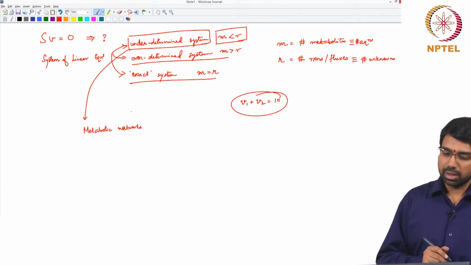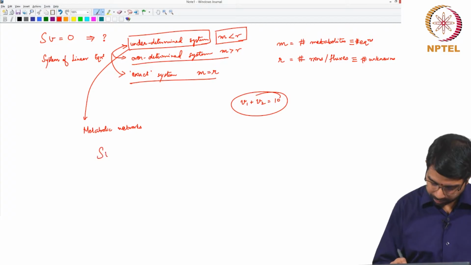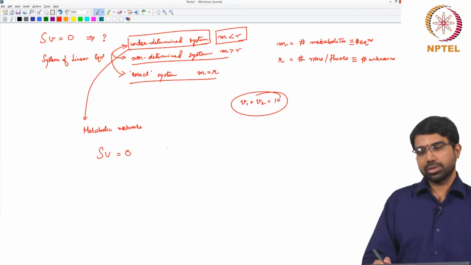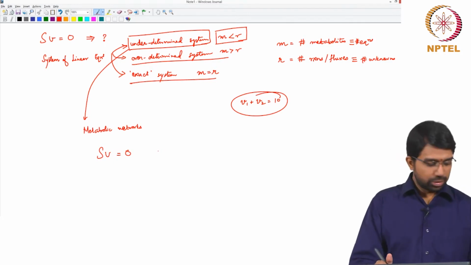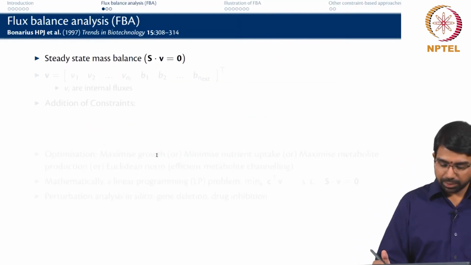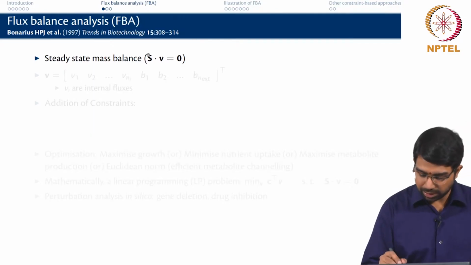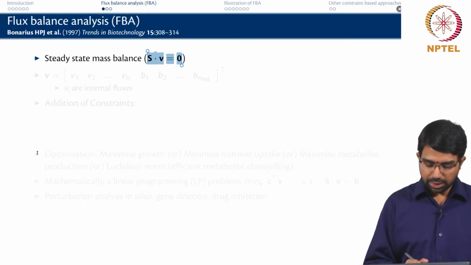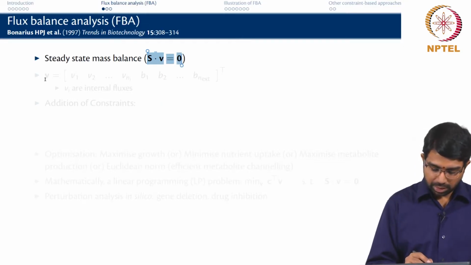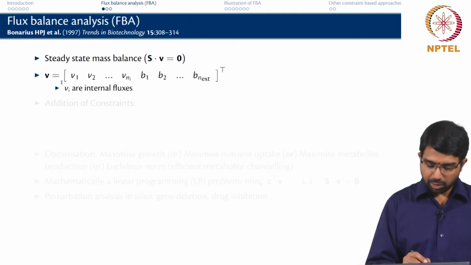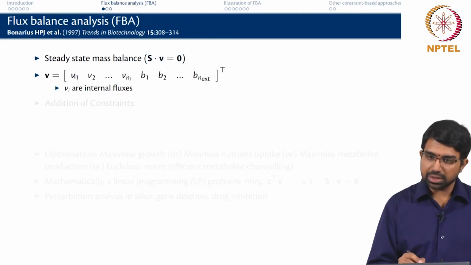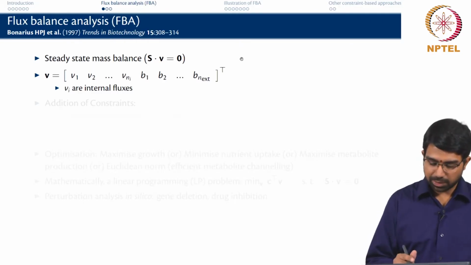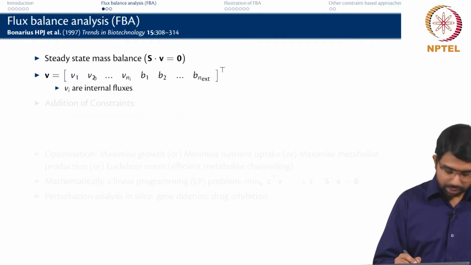Right. So, now you have a system SV equal to 0. How do you solve it? So, let us just recap. We are looking at a steady state mass balance of SV equal to 0, right, and we want to look at what is V. V is the set of fluxes. I write it in a horizontal fashion with the transpose to save space on the slide.